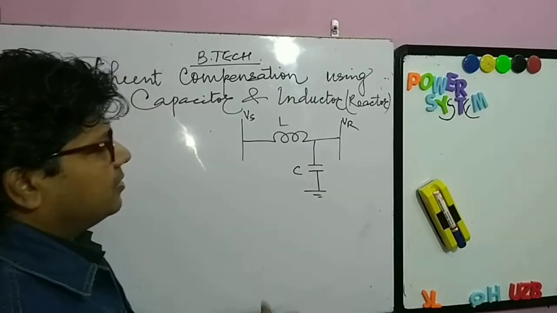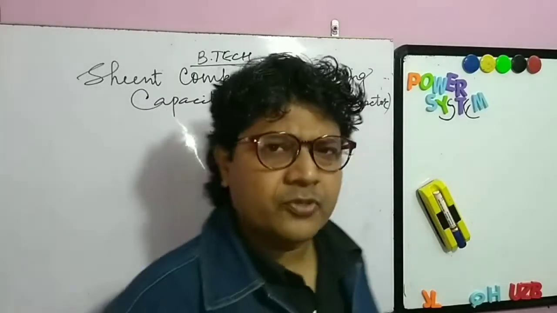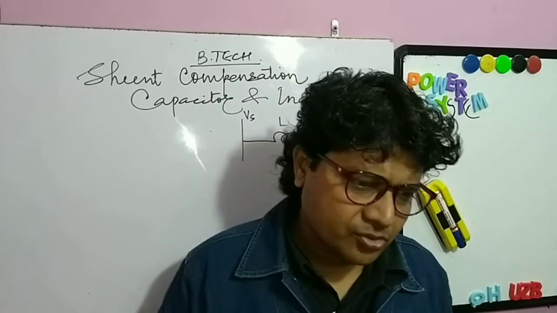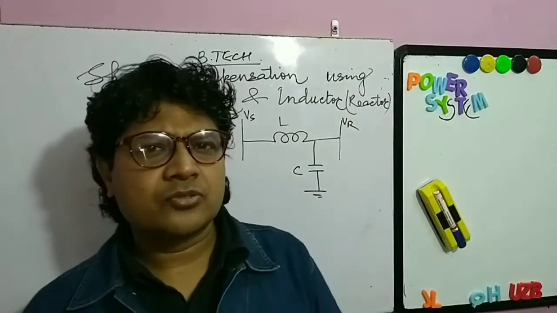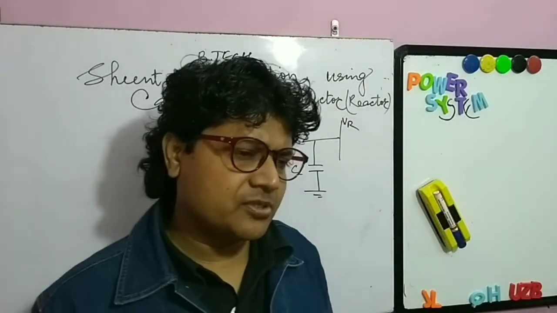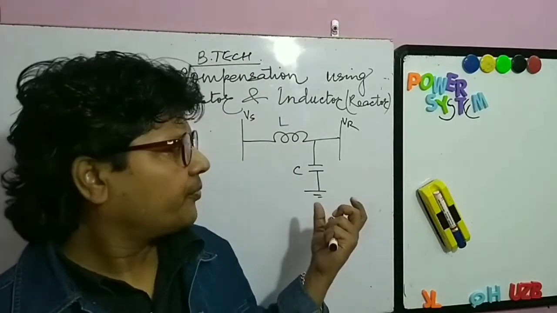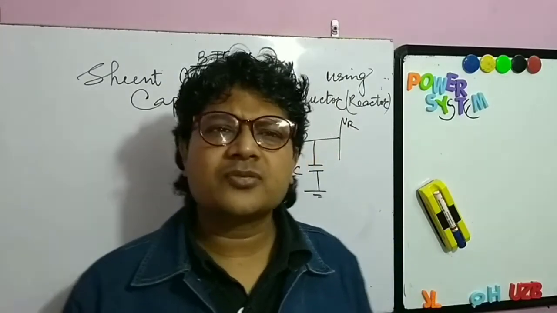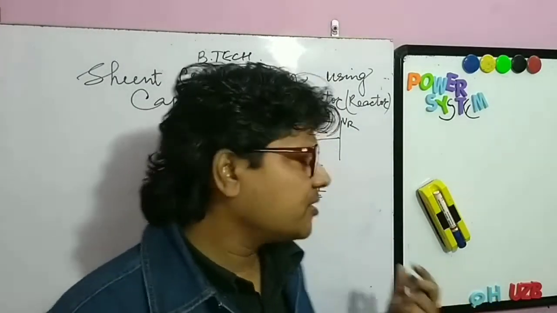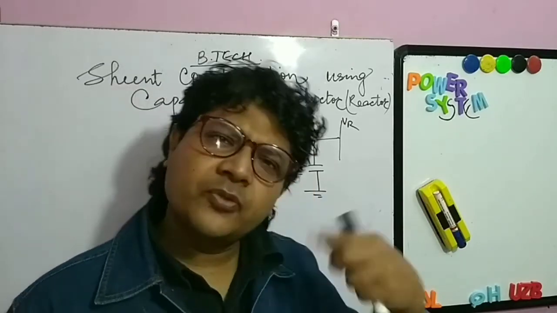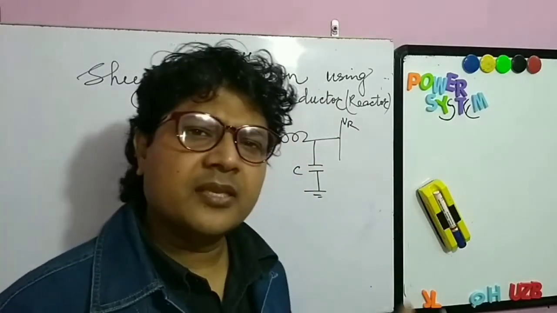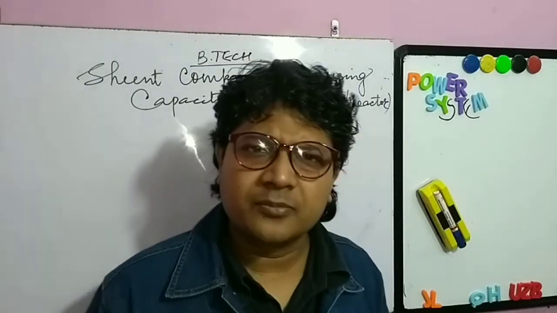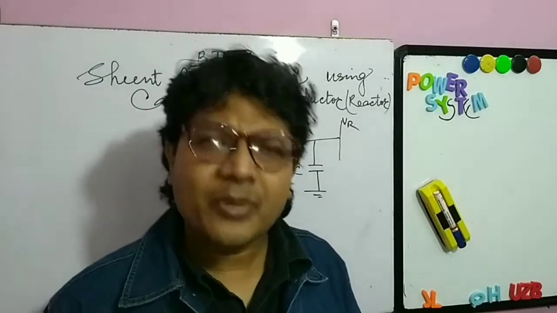Now what we are doing here, on load condition, just to improve the power factor, as I told you earlier, the shunt reactor is used at no load condition to act as load, and the shunt capacitor is used when the power system is operating on full load. We use the capacitor to improve our power factor. And I'll certainly see solving a problem based on this shunt compensation using capacitor.